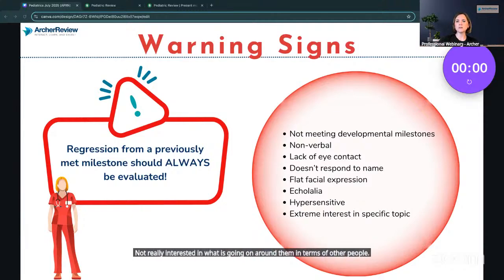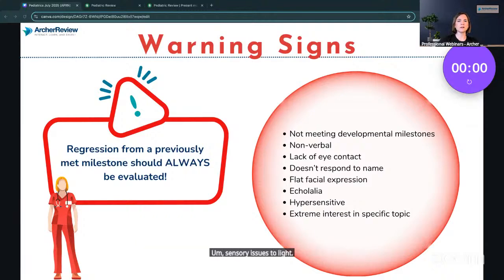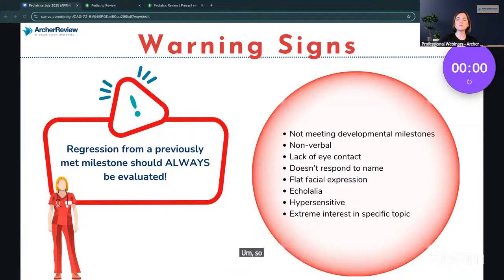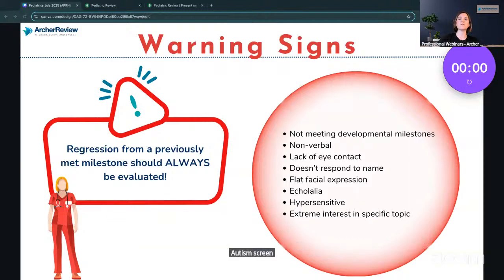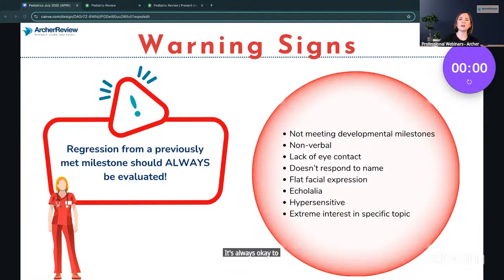They're missing some facial expressions, social cues. They've got either repetitive language, sensory issues to light, sound, textures. They might start to develop kind of more obsessive or extreme interests. So we're trying to catch all these symptoms as early as we can to get them the help that they need. That's why we do those autism screenings at 18 and 24 months, the MCHAT screening. But if you have concerns before then, it's always okay to get them referred out for a more intensive evaluation earlier.